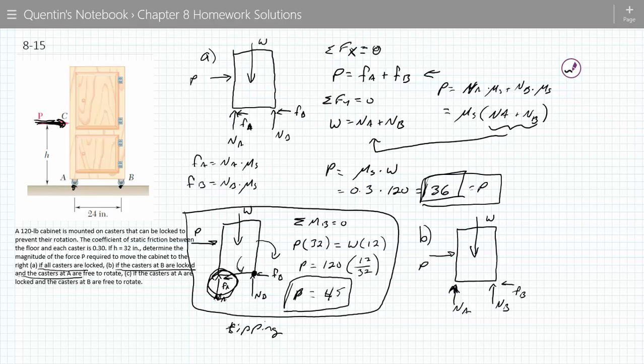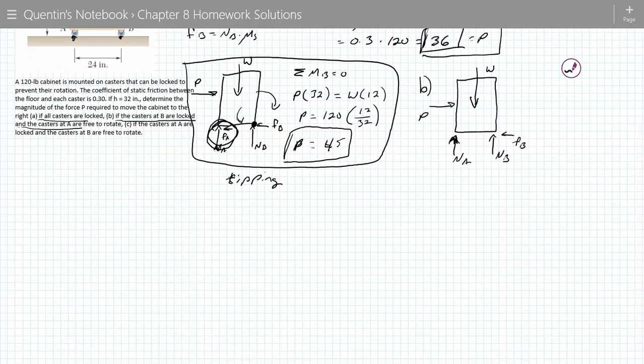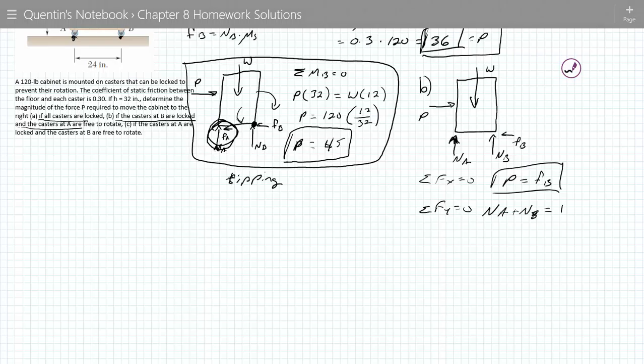So let's think of how to do this. It's, again, the same basic idea. Let's say the sum of the forces in X equals 0, and that's going to tell us that P is equal to F at B. So that's a pretty big deal. And the sum of the forces in Y equals 0 is going to tell us that, again, NA plus NB is equal to the weight. Okay, what do we know about this force at B? Well, for impending motion, F at B is equal to NB times mu sub S.